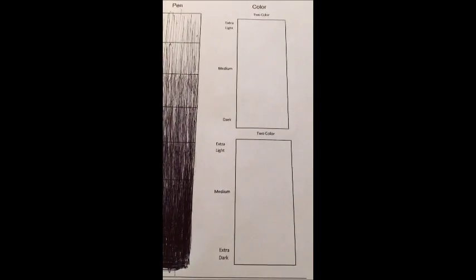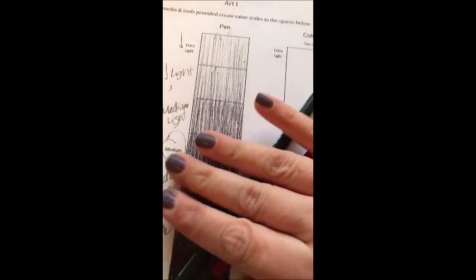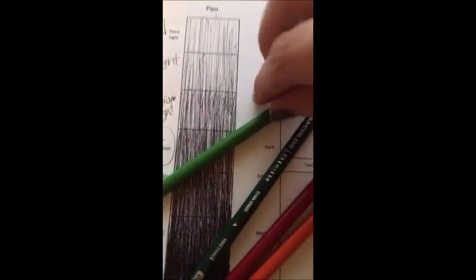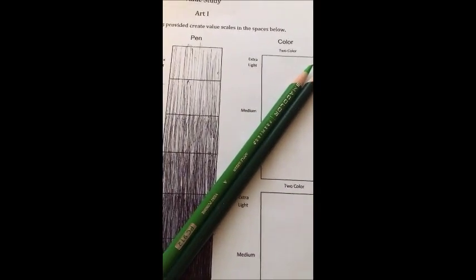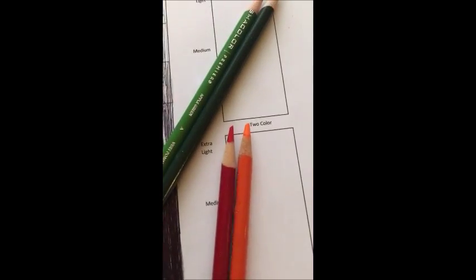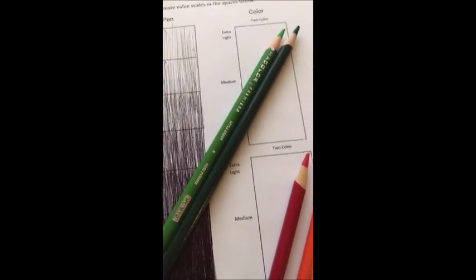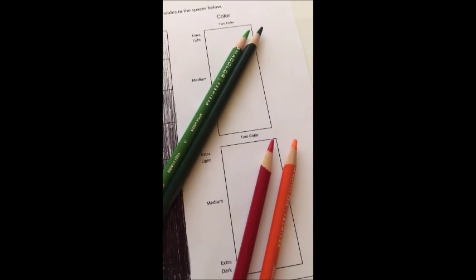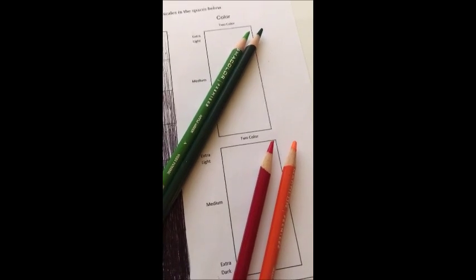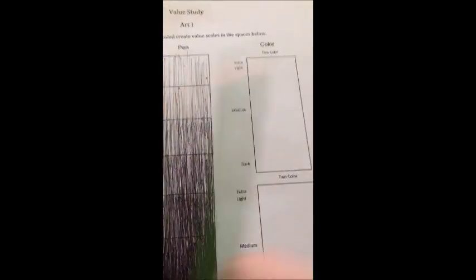Alright, the next medium that we're going to use to create value is color, and we're going to use color pencils. What I want you to do is pick 2 sets of colors. Try to go for a light and a dark, like I have a light green and a dark green. And then for my red, I used an orange. So I'm going to show you 2 different ways that you could approach color value. You could either do colors that are analogous next to each other, 2 to 3, or colors in the same family. I'll go ahead and start with the green.